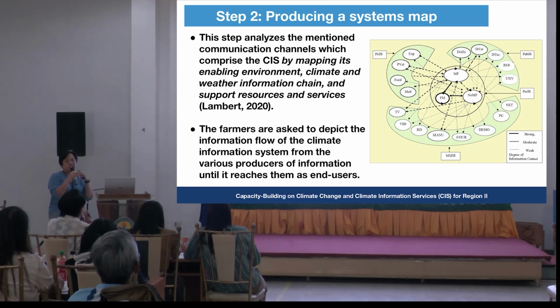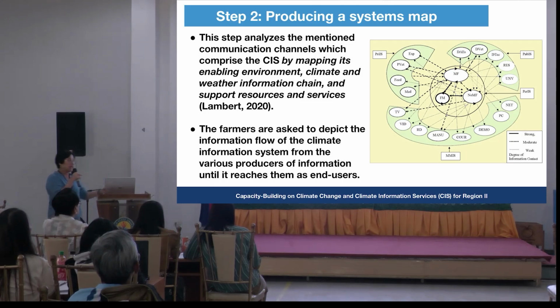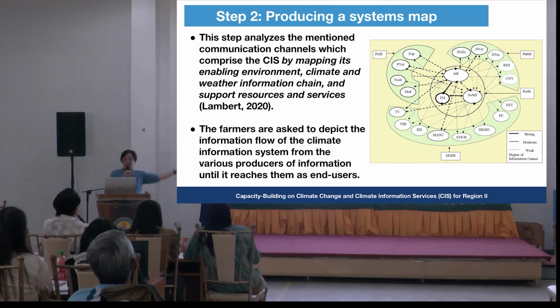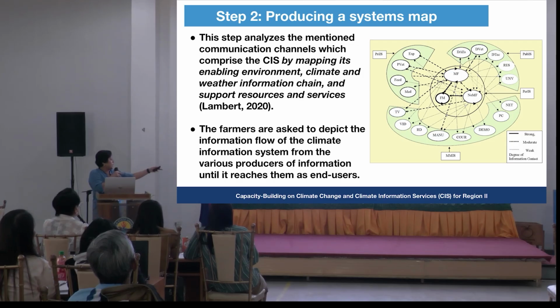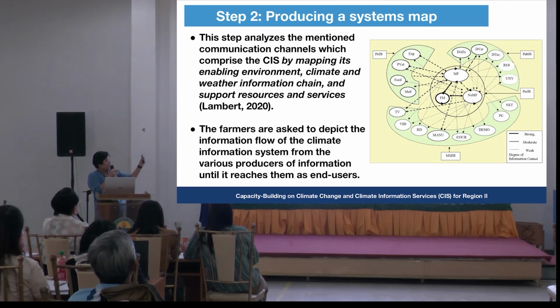Networks nga, so pwede po silang magsala-salabid, para maka-reach, bago ma-reach yung intended na end user. And then nakalagay din dyan, how strong the information contact is. Ibig sabihin, pag mas kita po natin yung lines, mas strong daw po.